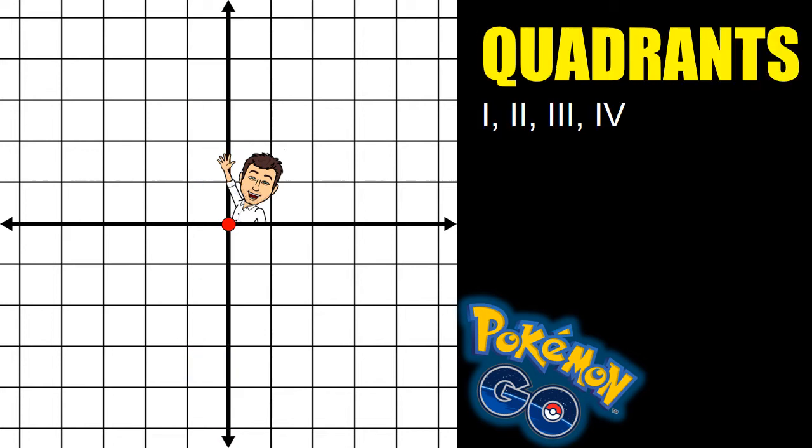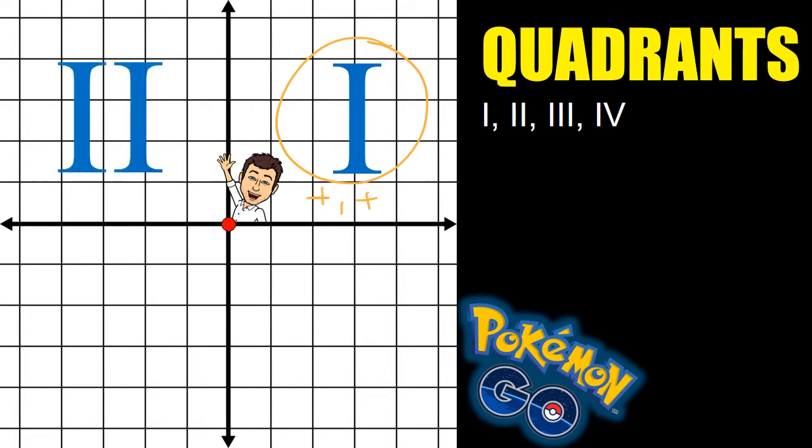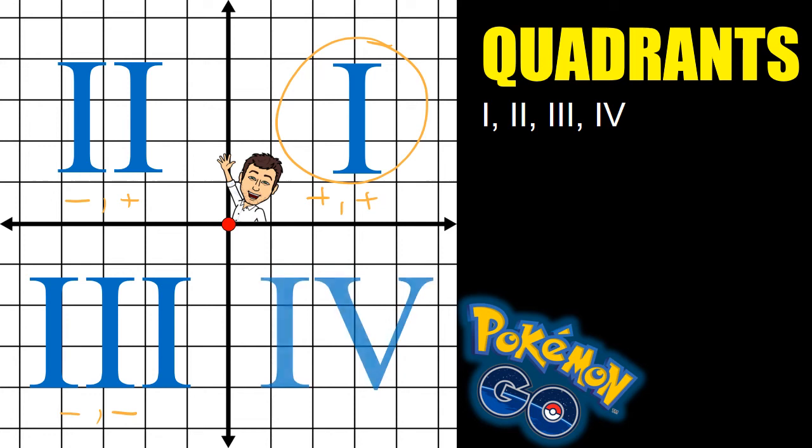So here we're talking about quadrants. These are the 4 areas of our coordinate plane. So quadrant 1 can be found right here. In this area, our coordinates are both positive and positive. In quadrant 2, our coordinates are negative and then positive. In quadrant 3, our coordinates are negative and negative. And in quadrant 4, our coordinates are positive and negative.